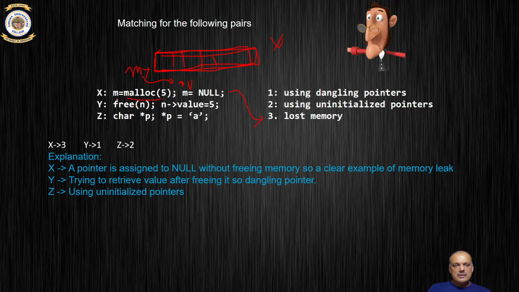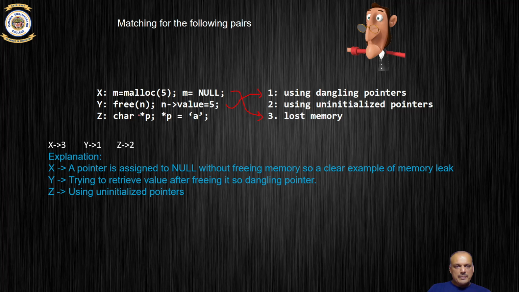So use a pointer, allocate memory, make the pointer point to it, and then force the pointer to point to something else, which is null in this case. As the command goes, it's a valid command and it will execute, but the scenario is you have lost these 5 memory spaces, so you lose memory. So that's about x. Y is equivalent to 1.